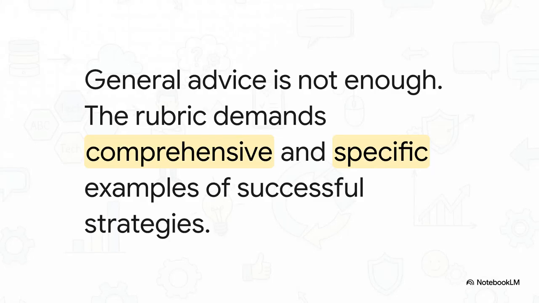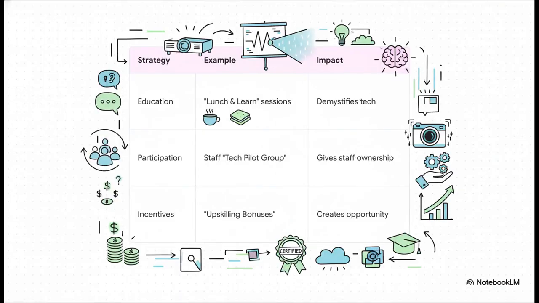Now, to get the top marks here, you can't just say something vague like, the ABC should train people. The rubric is asking for comprehensive and specific examples. That means you need to propose specific, actionable strategies that really make sense. So here are 3 extensive-level strategies that you can talk about. First, education. Propose something like lunch and learn sessions. These can demystify new tools and show how AI captioning actually helps with boring, tedious work instead of just replacing the worker.